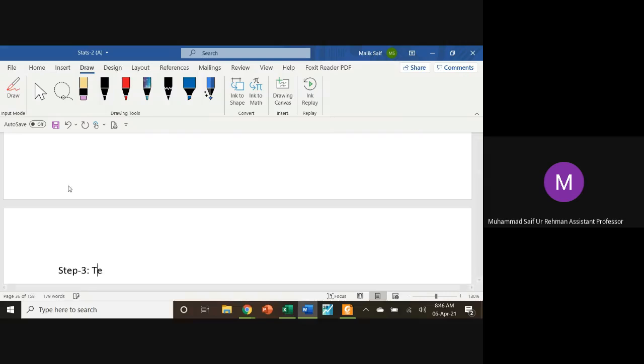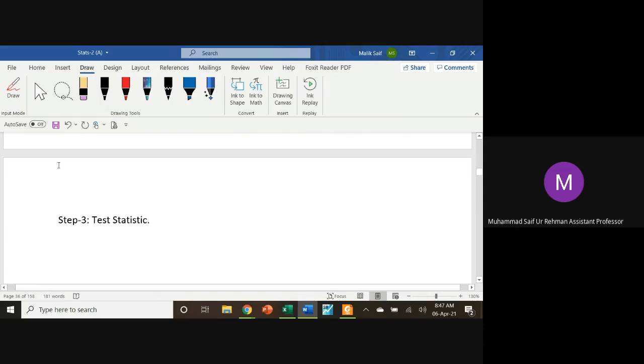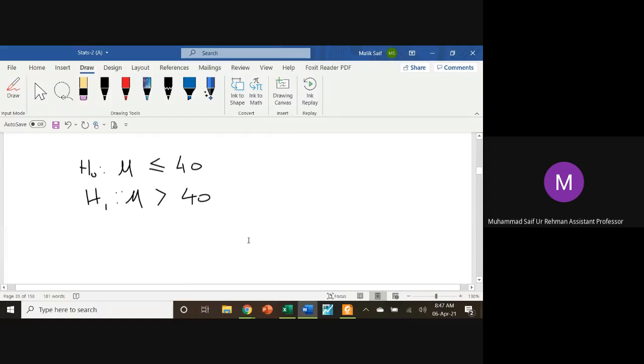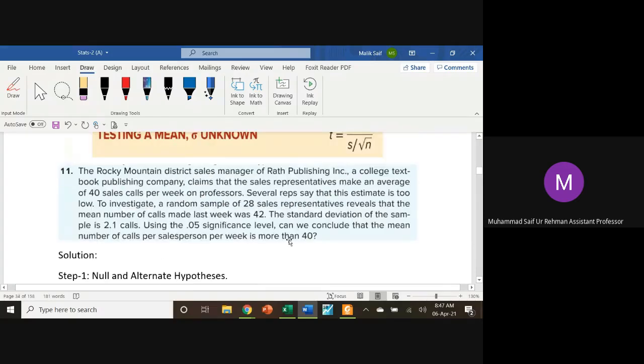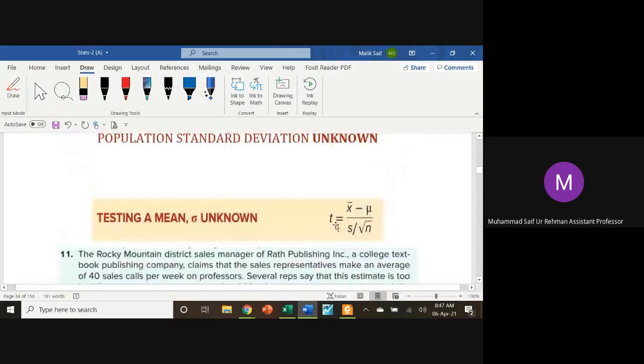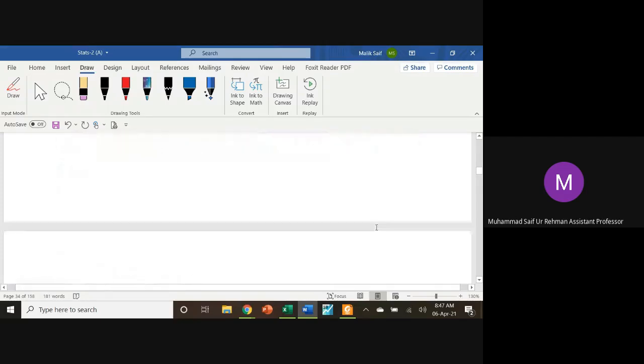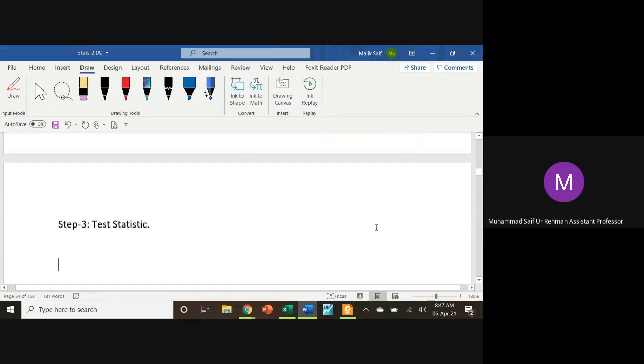Which is test statistic. So what is your test statistic in this case? As you see, sample standard deviation is given, population standard deviation is unknown. So you will use t statistic, and the formula is this: t is equal to x bar minus mu divided by s divided by square root n. So you will write down this formula over here in this step.